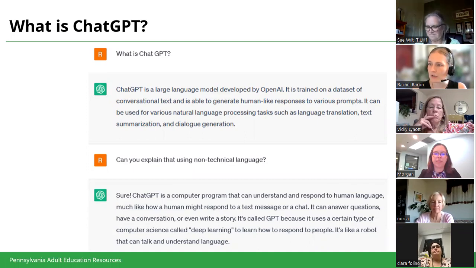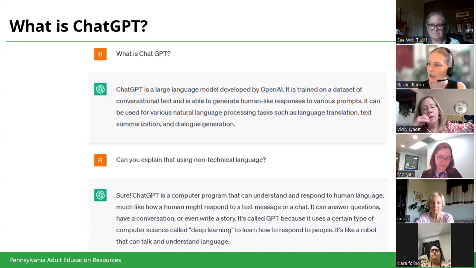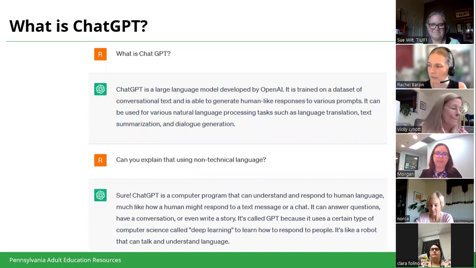One of the things that's useful to remember when you're using ChatGPT is that follow-up prompts can really change the results you get. So here I asked it to explain that again using non-technical language. And you can see it immediately goes a lot less formal, starting with sure. ChatGPT is a computer program that can understand and respond to human language, much like how a human might respond to a text message or a chat. It can answer questions, have a conversation, or even write a story. It's called GPT because it uses a certain type of computer science called deep learning to learn how to respond to people. It's like a robot that can talk and understand language.